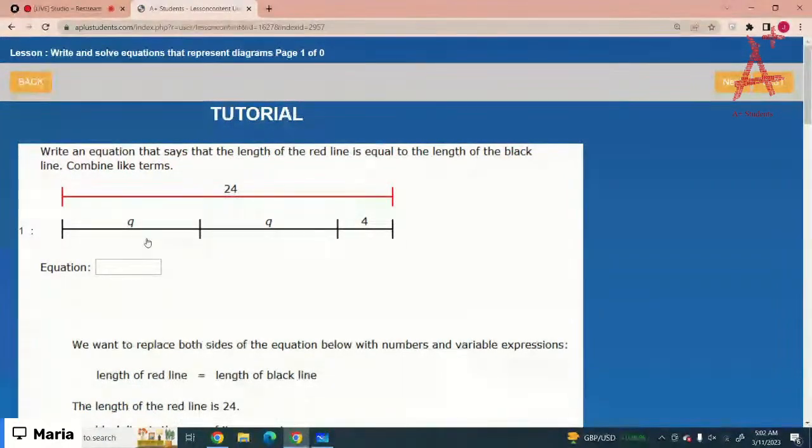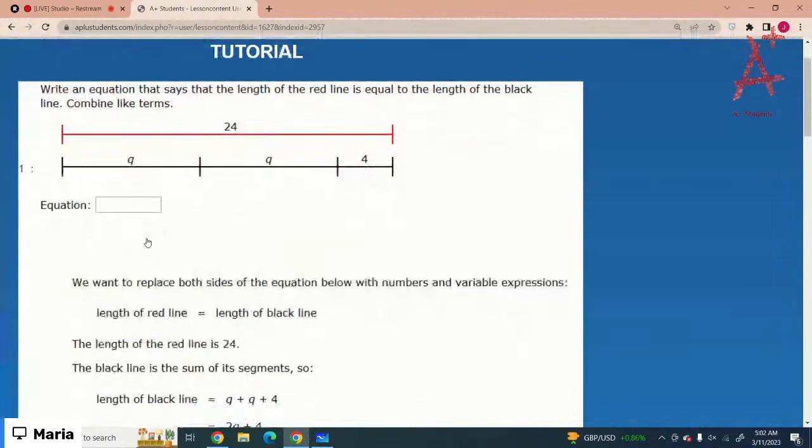Okay, let's start with the first example. Write an equation that says the length of the red line is equal to the length of the black line. Combine the like terms. So basically the lengths of both lines are exactly equal. The length of the red line is 24 and the length of the black line is divided into segments. So basically the length of the black line is the sum of all these segments. It would be q plus q plus 4 equals 24, because both the lines have the same length.